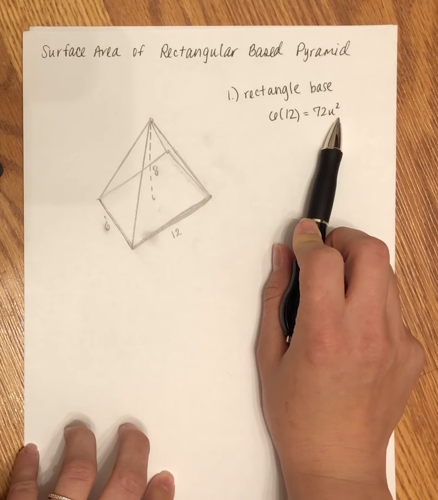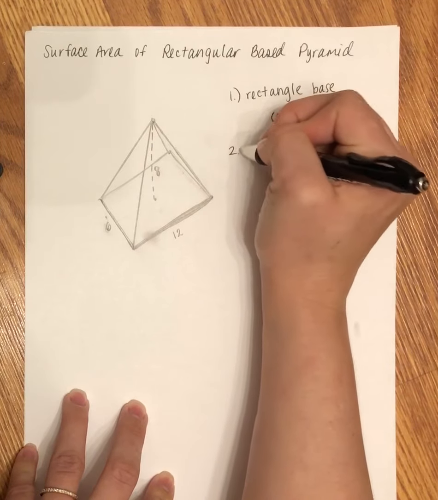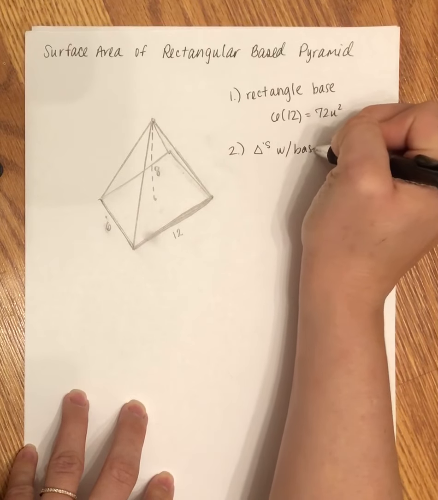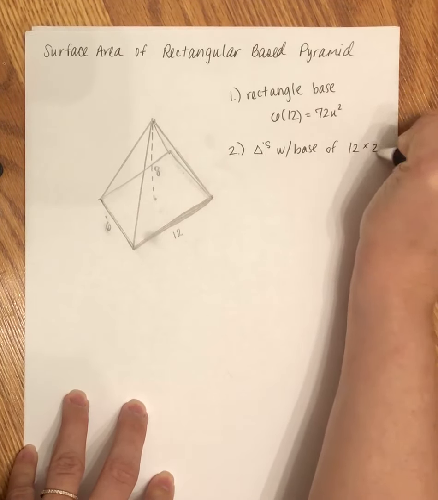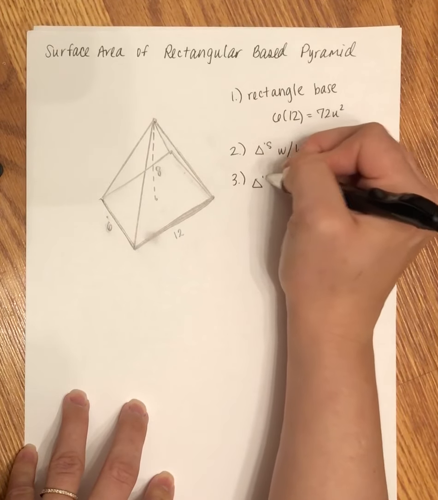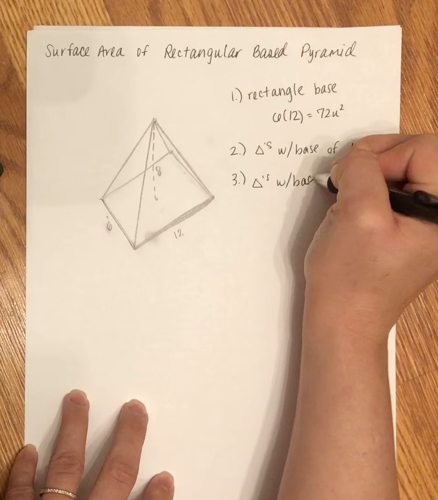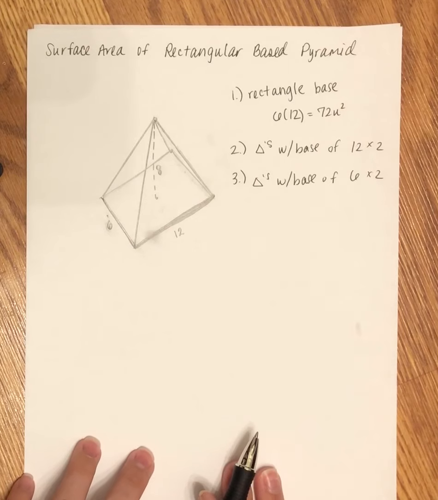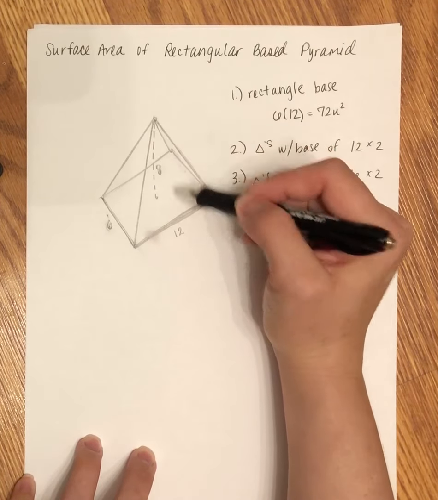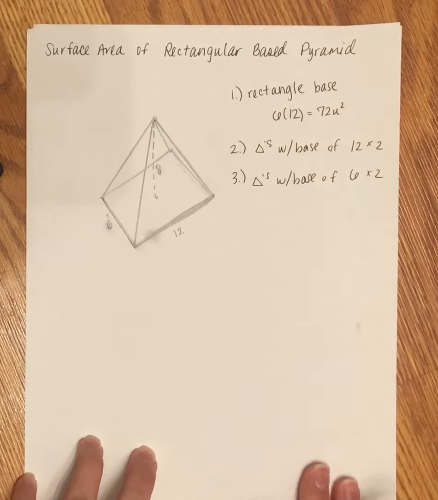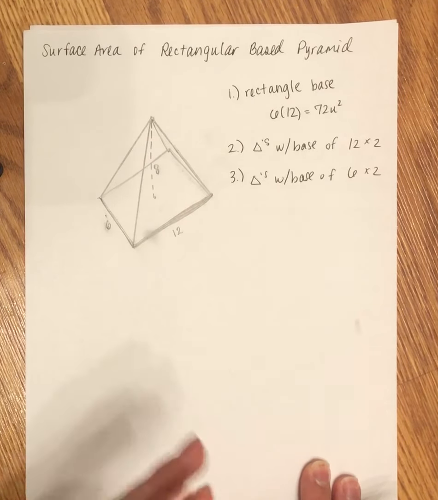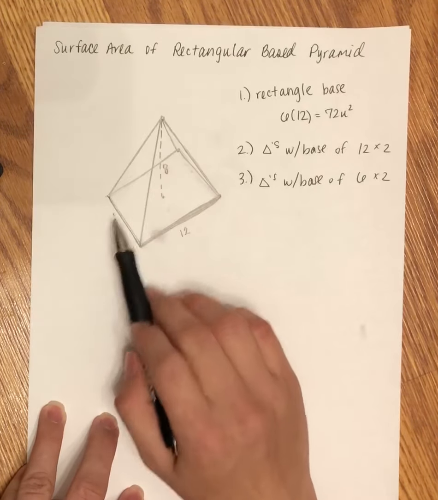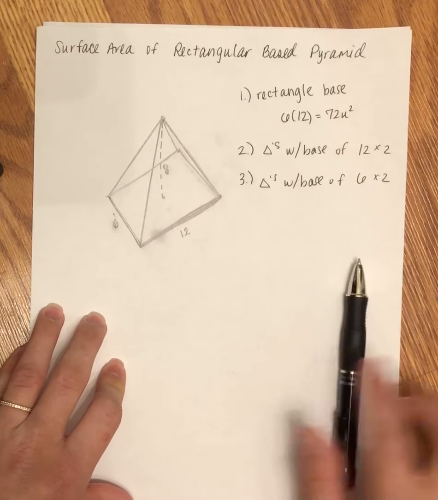In this example, there are still going to be two different pairs of triangles. One, we have the two triangles with the base of 12. And then we have the triangles with the base of 6, and there's two of those. But in both of those triangles, I need the slant height in order to find the surface area of that face. So it's a little bit of a longer process because we have to find missing pieces of information for both triangles.